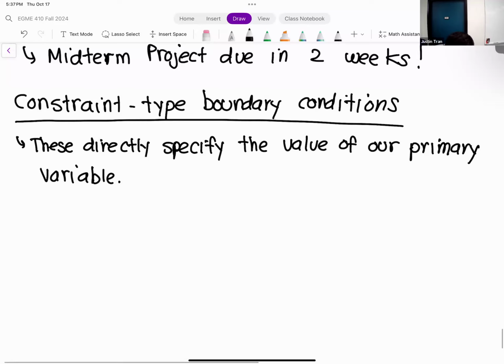So for structures, for structural simulations, the primary variable that we're solving for first is the deformation, or the displacement.